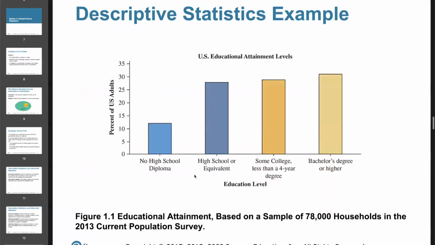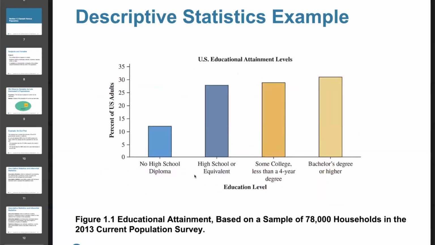Here we have an example of descriptive statistics. This is a graph. We call it a bar chart, or sometimes a bar graph. As you can see, on the x-axis you have the education level: no high school diploma, high school or equivalent, some college less than a 4-year degree, and bachelor's degree or higher. On the y-axis, we have the percentage of US adults.